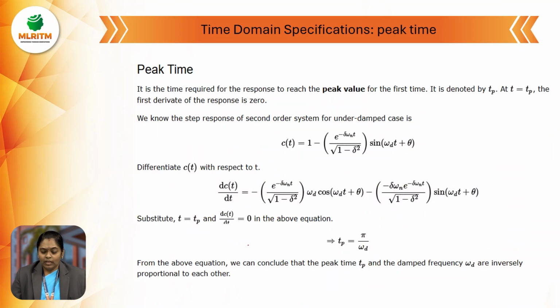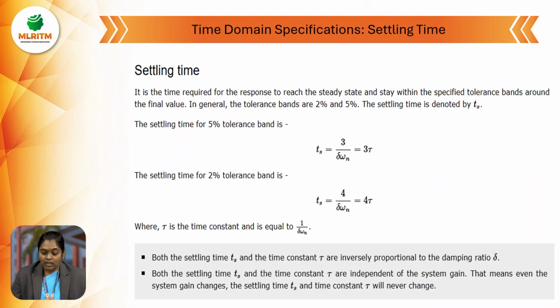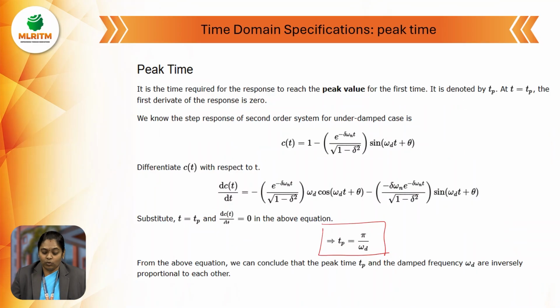In the same way, in order to calculate the rise time, we need to differentiate that c of t expression with respect to t, so that we'll be getting the peak time value, which is nothing but pi by omega d. Similarly, peak overshoot. If you observe the previous case, in this case, the output is not only reaching the 1, but reaching beyond the value of 1. So the deviation between this and the maximum value is called the peak overshoot.